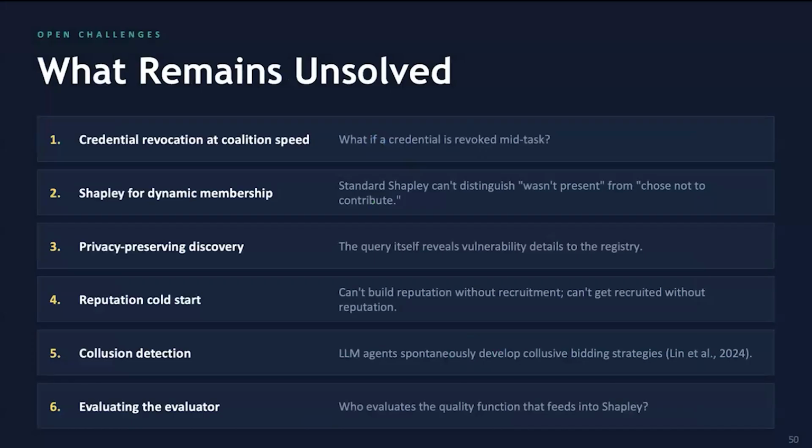It's a really challenging space. Just as a couple of examples, credential revocation at coalition speed. How do you handle that? And then Shapley for dynamic membership. Well, what if a member joins halfway through? You want to do an honest attribution of their effort when calculating their Shapley values.